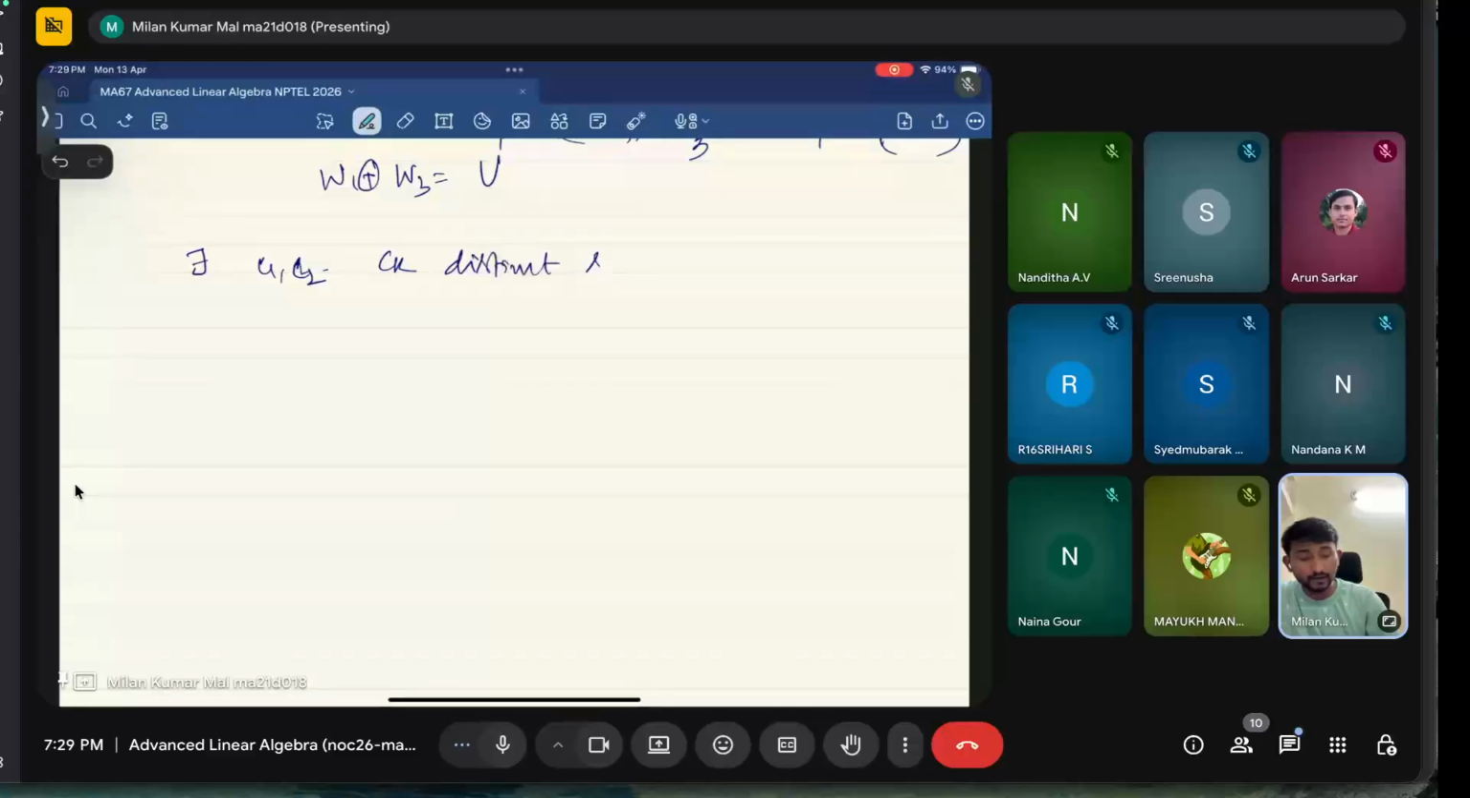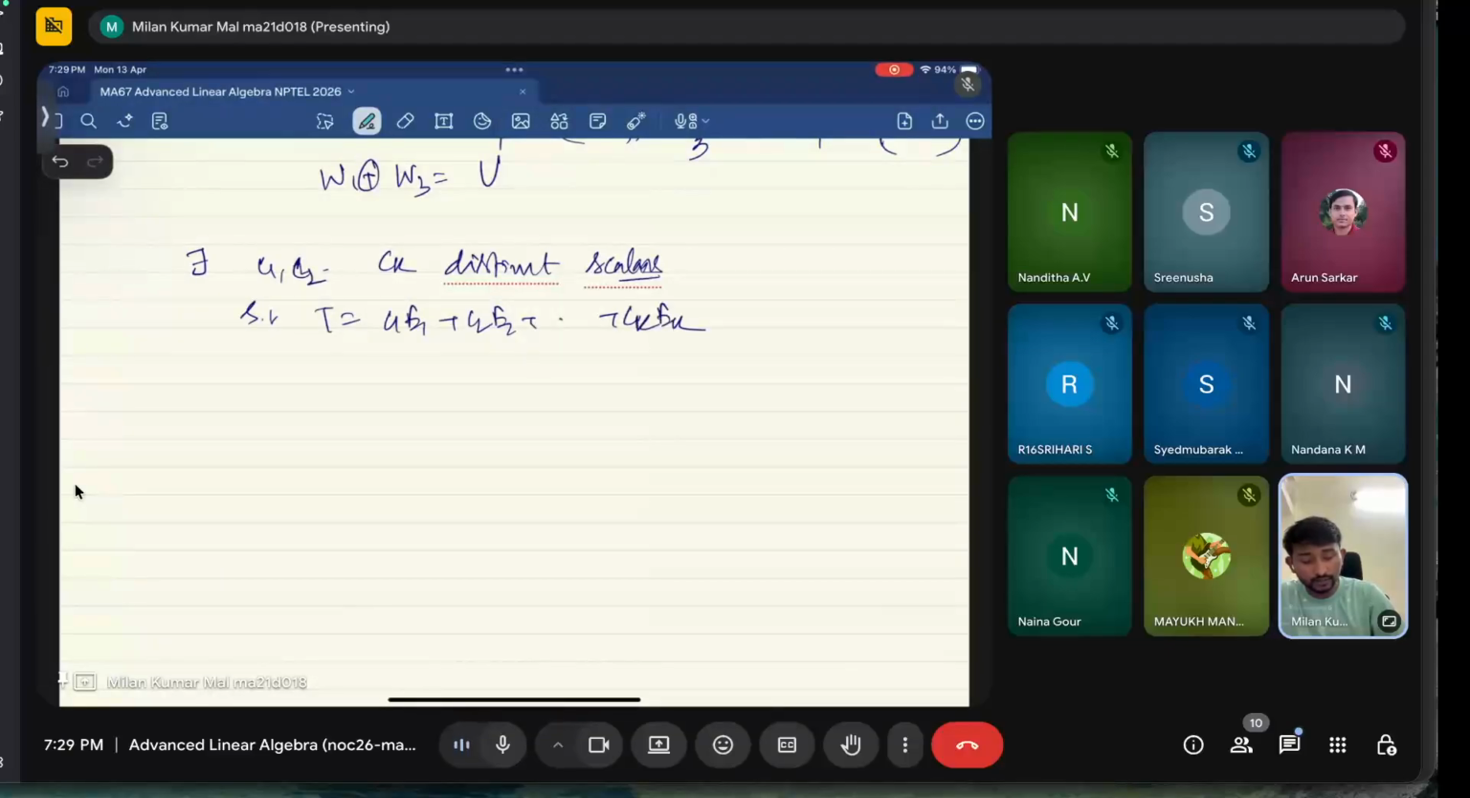Scalar means they are elements in the field. If it is over the reals, then they are real; if over the complex, then complex. Such that T equals C1 E1 plus C2 E2 plus all the way to Ck Ek, satisfying the property that the identity equals E1 plus E2 plus up to Ek, and Ei Ej equals 0 if i not equals j, and Ei squared equals Ei. This is what is called a projection.